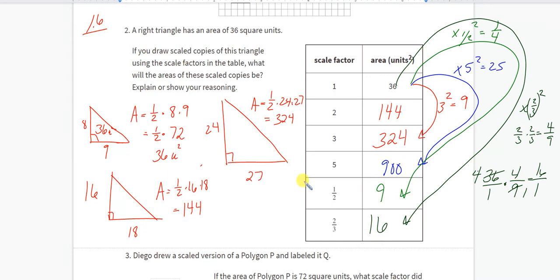And there we go. Explain or show our reasoning. I think we have plenty to show how we filled out this table. So you have plenty of good shown work there. Good luck.